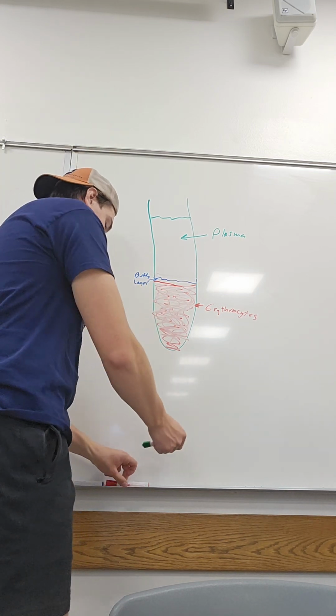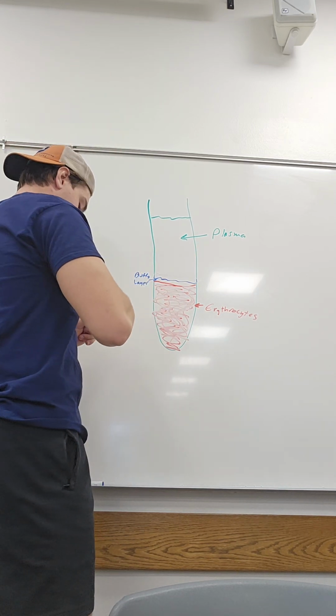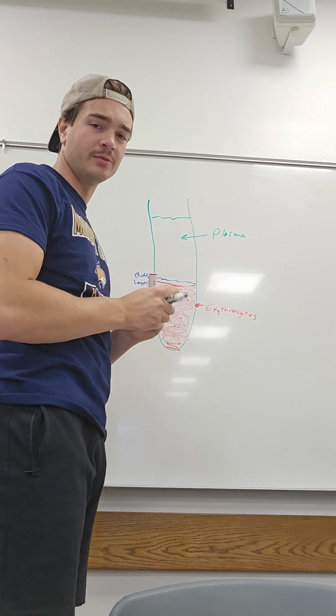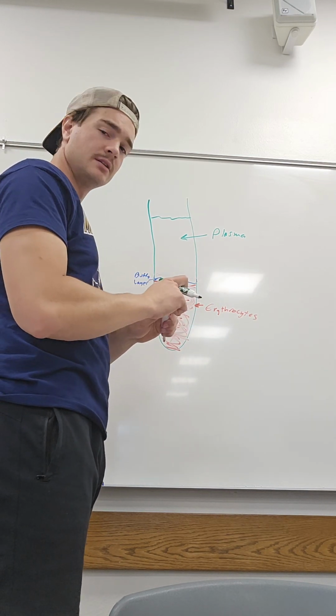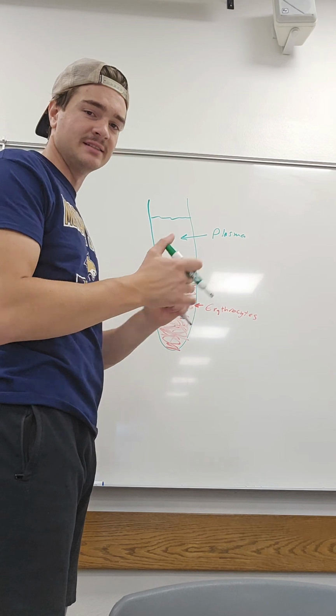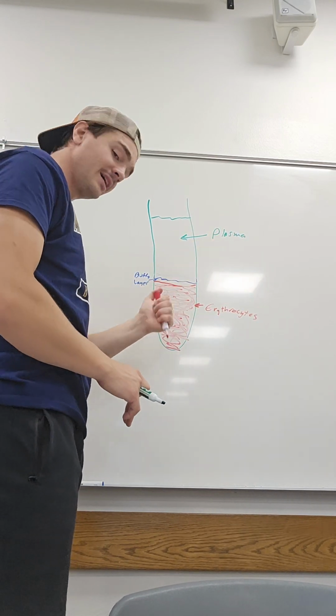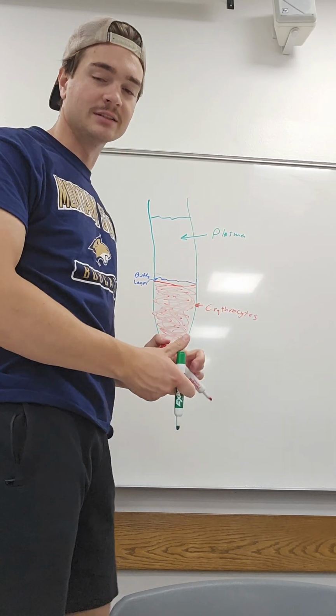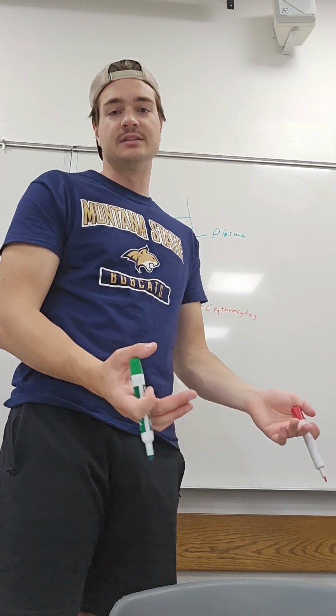Okay, now within the plasma, there's plenty of these proteins. The plasma is a colloid, which means there are proteins in suspension there. They haven't settled to the bottom yet. It's like milk. Milk has proteins in it that don't really settle to the bottom.